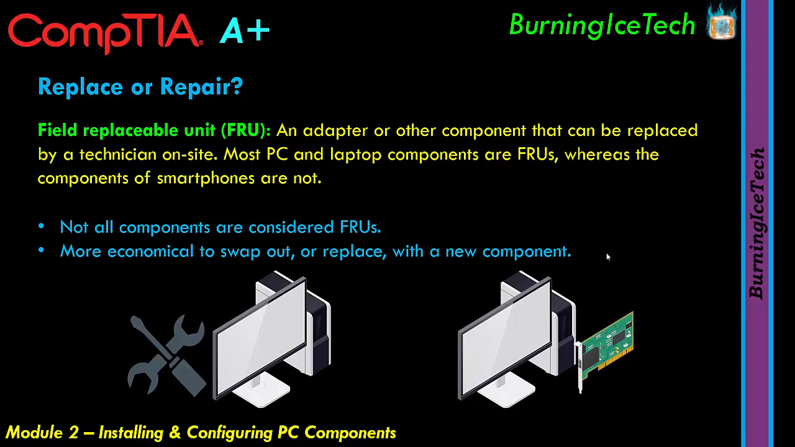Now, desktops I think is the most common thing you guys are going to be working on, and desktops have very, very many FRUs, which stands for Field Replaceable Units. Basically, any part on a desktop is replaceable. So if you have a desktop PC and the motherboard blows, well, just get a new one. If a RAM chip blows, get a new one. The CPU blows, get a new one. You can replace just about anything on a desktop PC.